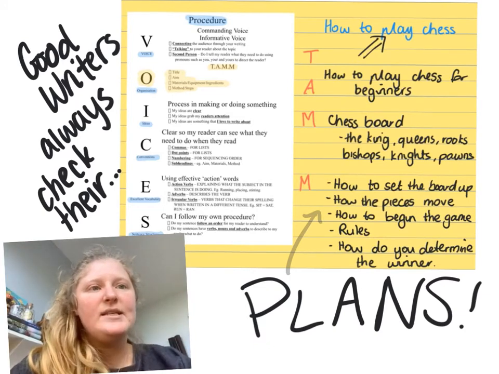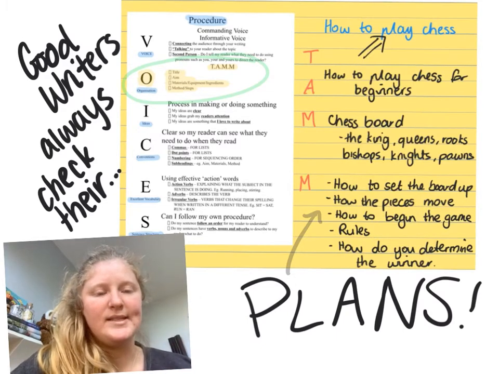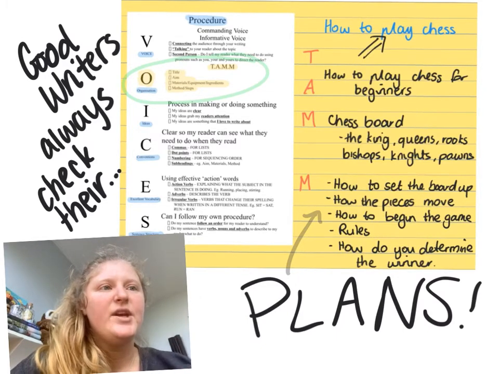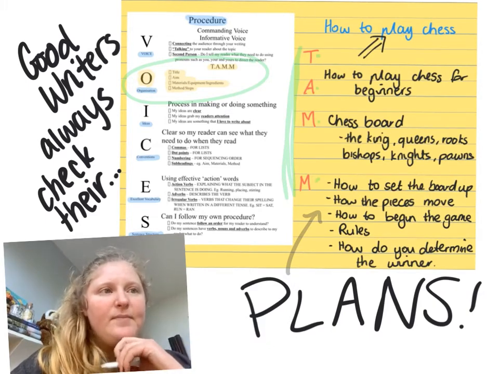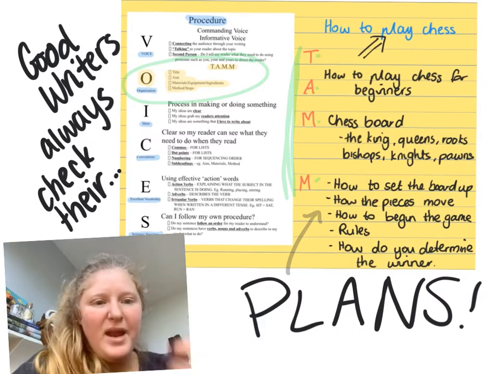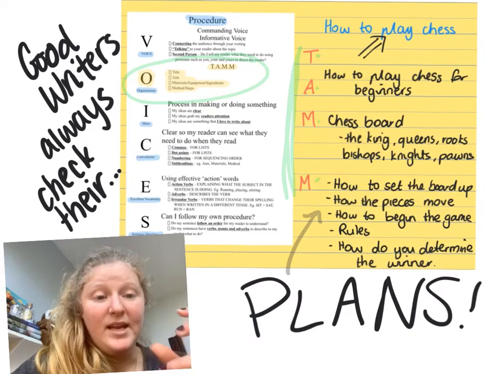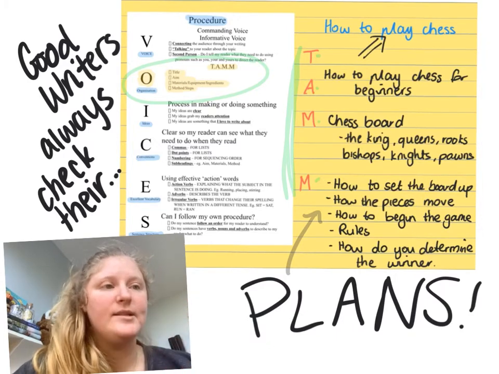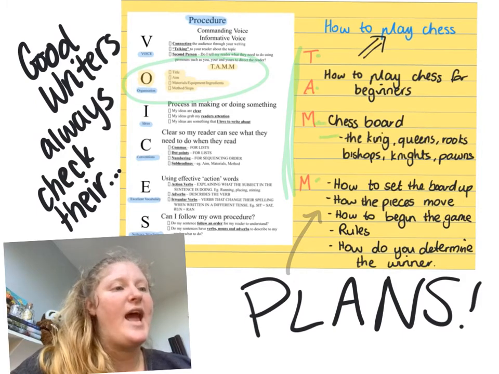So I know Miss Ridderford was looking at the organisation. That's what we should always start with when we're planning our work. So she has used our TAM method, title, aim, materials, method. So how to play chess for beginners. So it's people that are starting out and don't know how to play. Beginners, that is her intended audience. Here, she knows she needs a chessboard, the king, queens, rooks, bishops, knights, and pawns.